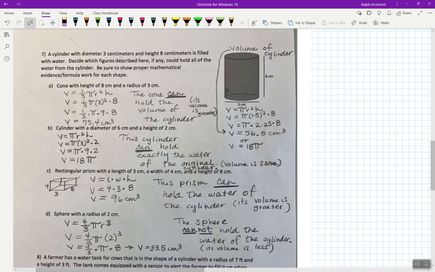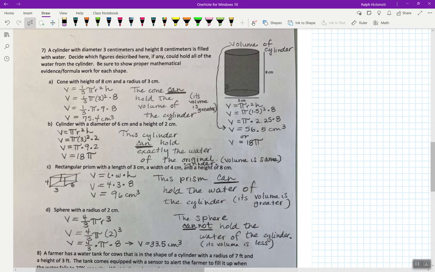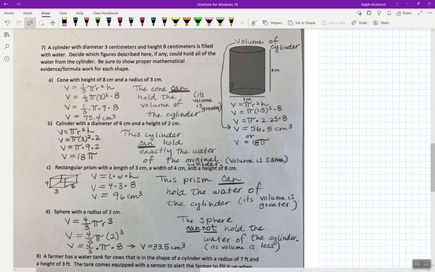All right. So on the very back, let's talk about question number 7. Number 7 is just an extended question that's asking you to make one extra connection. It says, a cylinder with diameter 3 centimeters and height 8 centimeters is filled with water. Decide which figures described here, if any, could hold all of the water from the cylinder. Show proper mathematical evidence and formula work for each shape.